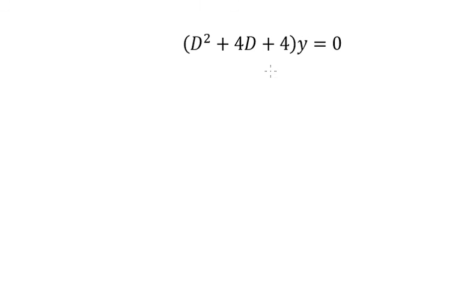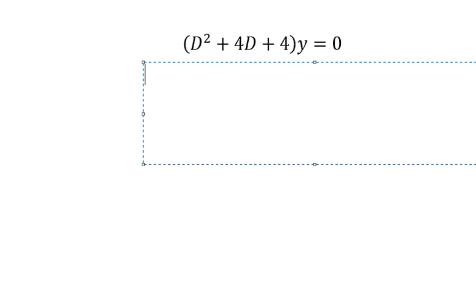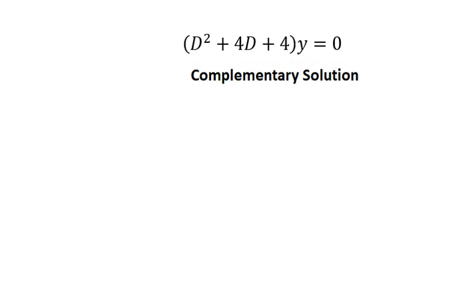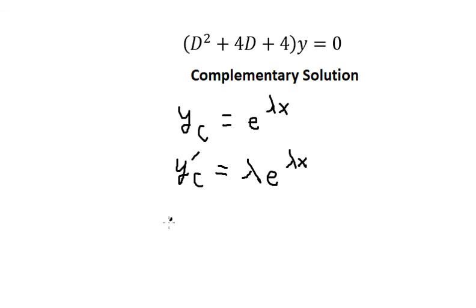Now let's go to this one. Because we have 0, we just find only the complementary solution. So I will put yc equals e to the power of lambda s. First derivative of the function equals lambda e to the power of lambda s. Second derivative of the function, we can put lambda square e to the power of lambda s.